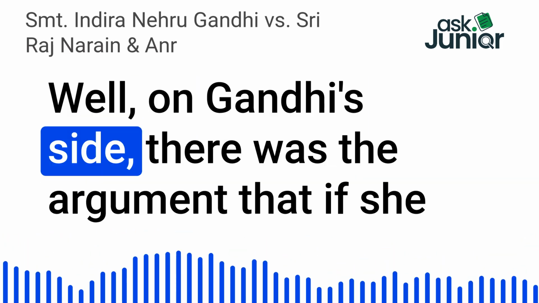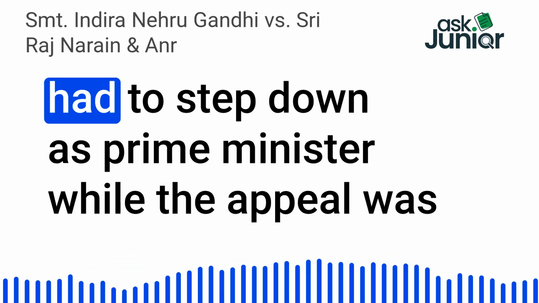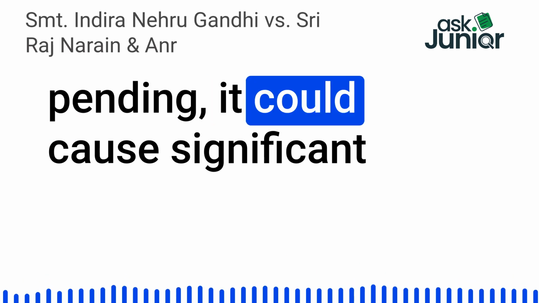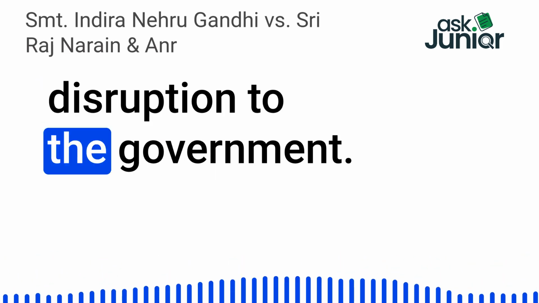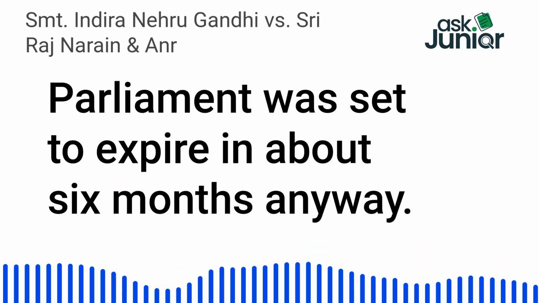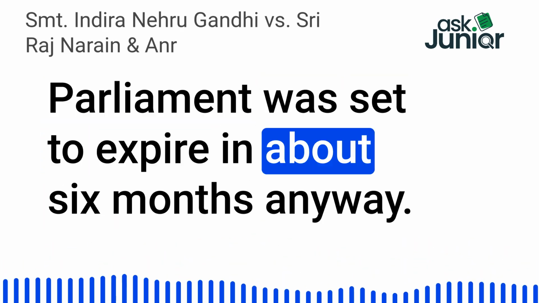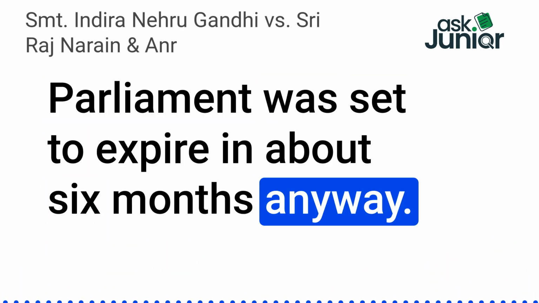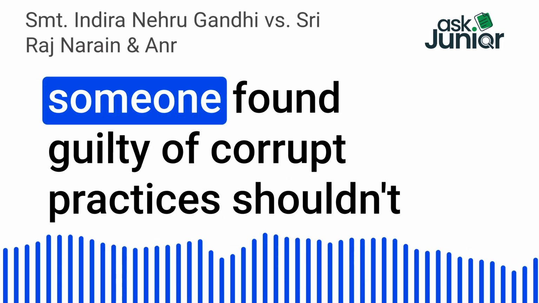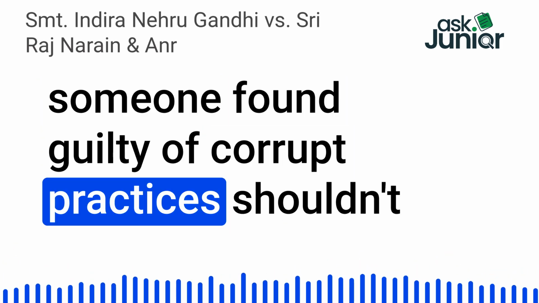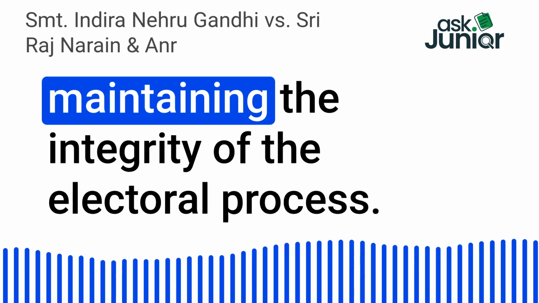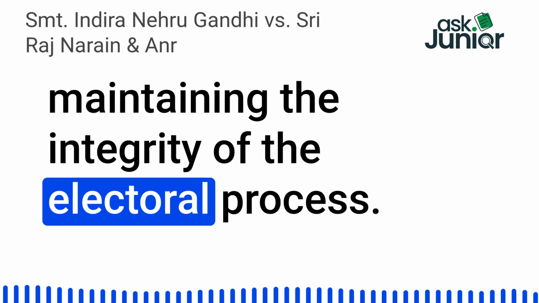Well, on Gandhi's side, there was the argument that if she had to step down as Prime Minister while the appeal was pending, it could cause significant disruption to the government. There was also the fact that the full term of the parliament was set to expire in about 6 months anyway. On the other side, there was the principle that someone found guilty of corrupt practices shouldn't continue in office, and the broader public interest in maintaining the integrity of the electoral process.